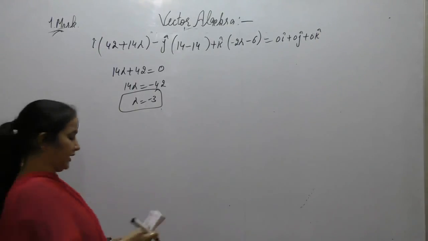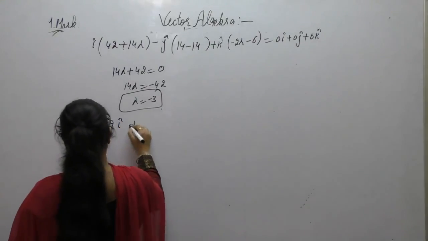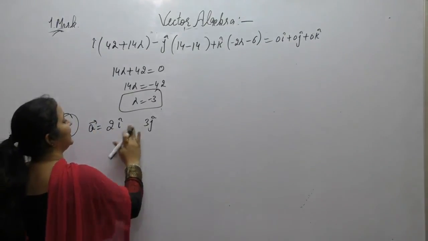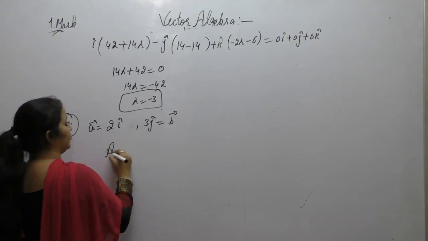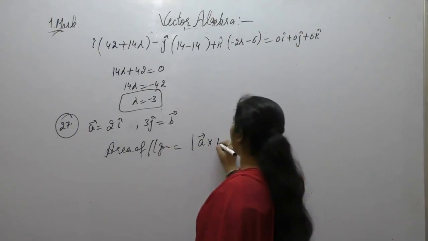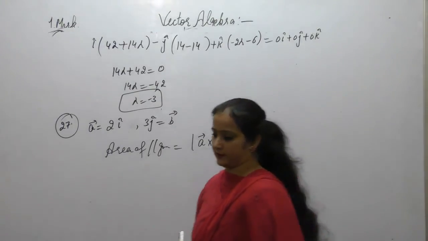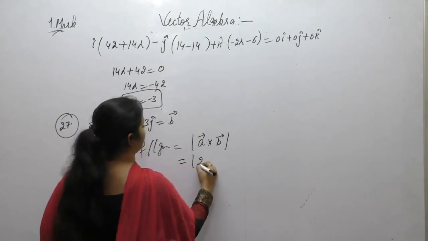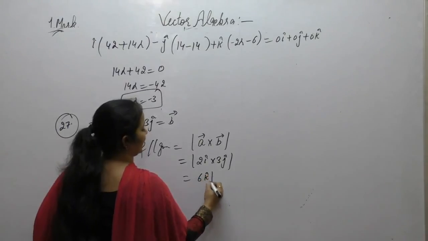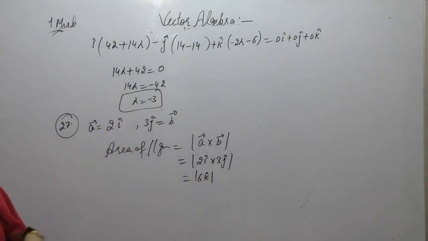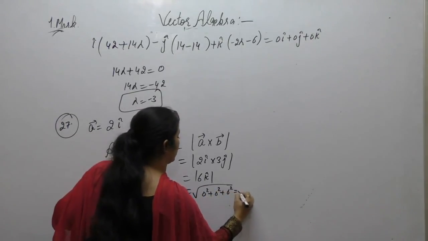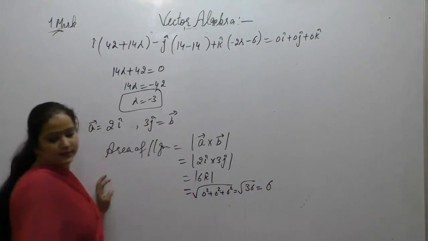Write the value of the area of the parallelogram directed by these vectors. Let this vector be vector A and this vector be vector B. We know that the area of a parallelogram is equal to the magnitude of A vector cross B vector. Now A vector is 2i cross 3j. I cross j is k. So the magnitude of 6k is 0 square plus 0 square plus 6 square, that is 6.